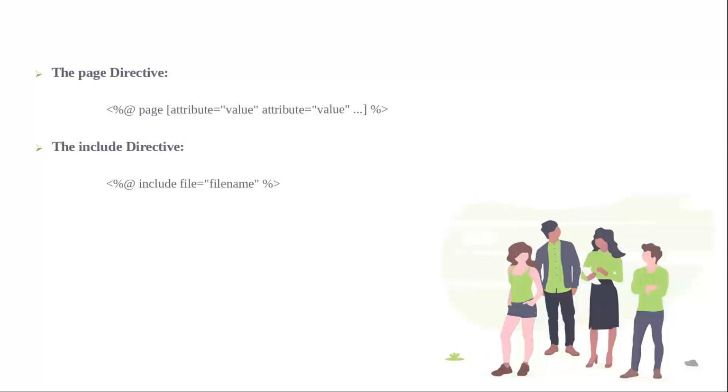That is, the include directive: <%@ include file="filename" %>. The directive name is include, with the file attribute equal to the file name, and then the closure. Now we come to the taglib directive.